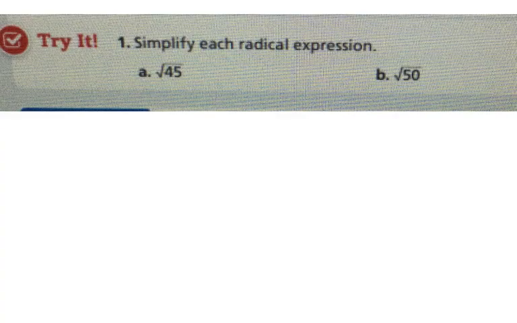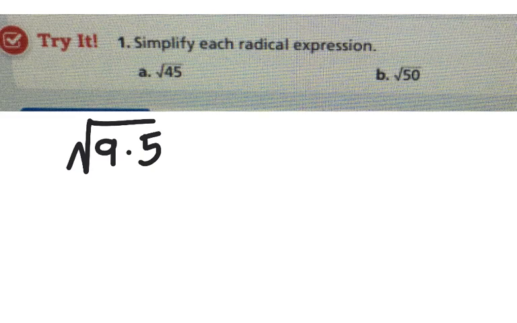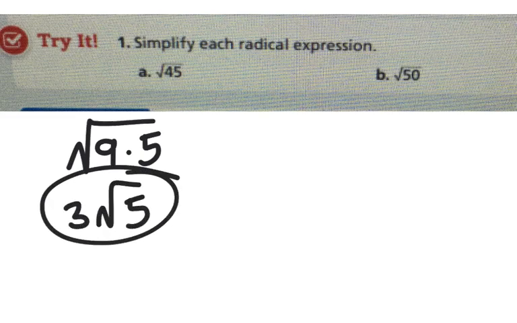Practice. Part A, the square root of 45. Okay, and how do we say that? 9 times 5 equals 45. So we can rewrite 45 as 9 times 5. The square root of 9 is 3. The 5 is stuck. So this is said 3 radical 5, or 3 times the square root of 5. You can say it either way. Then B part, the square root of 50. How did it simplify?